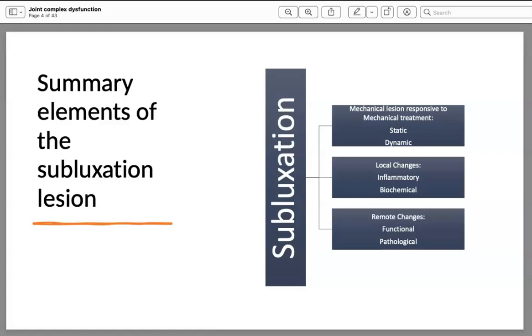When we think of that subluxation lesion that we mentioned, that particular lesion that chiropractors treat, from a mechanical treatment standpoint, we're looking at something either being static or dynamic. We can have local changes from an inflammatory or biochemical standpoint. And the changes can occur from just functional changes into increased pathological changes as well.